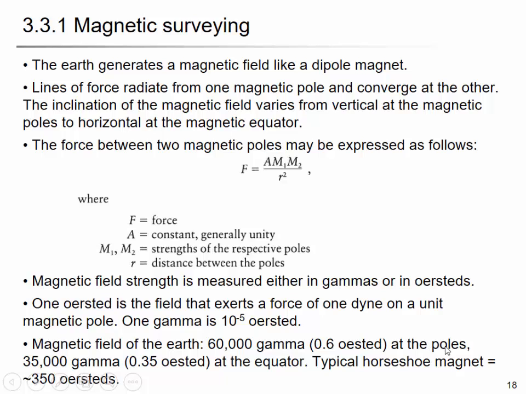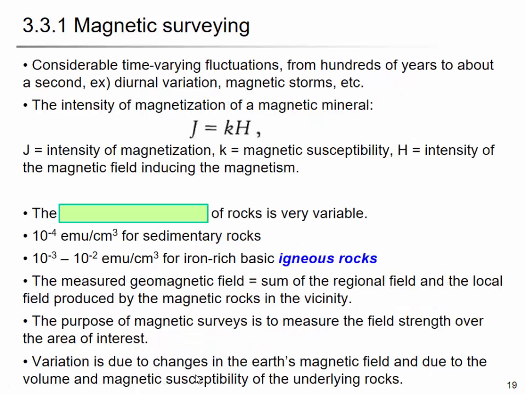And it gives you the numbers here. At the pole, like the North Pole and the South Pole, you have 0.6 Oersted, and at the equator, you have 0.35 Oersted. So at the pole, you have a stronger magnetic field. And the common horseshoe magnet that we play with is about 350. So you can imagine that these are very weak and they can be very sensitive to noise when you measure it.